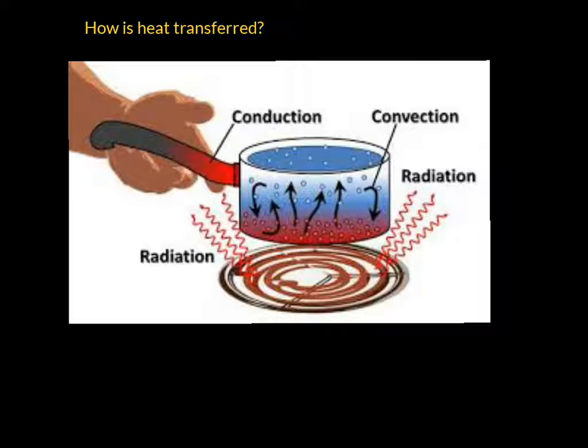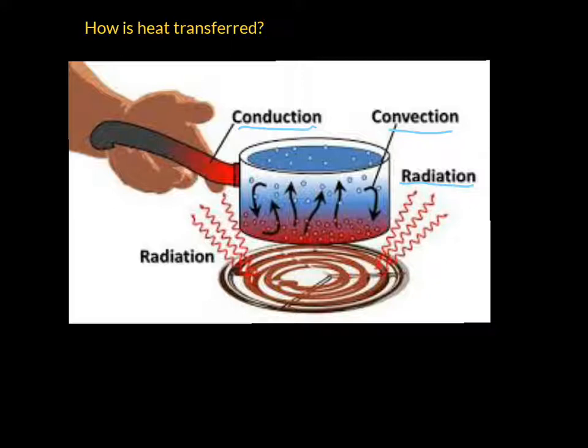So how is heat transferred? Well, we're familiar with some of these terms: conduction, convection, and radiation. You probably have an understanding of those. These are three different methods that heat is transferred. In other words, energy is transferred, and we see that as heat. Conduction is normally associated with solids, convection with liquids, radiation with air, gases.